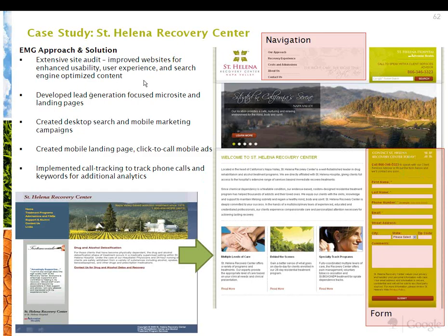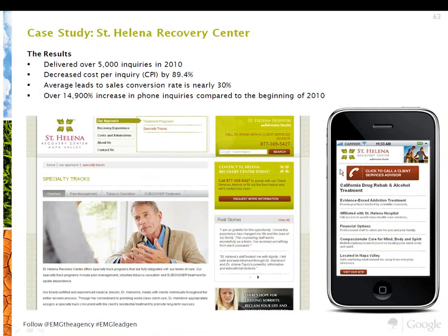There was an extensive site audit. We developed a lead generation microsite. We also created landing pages that target specific drug or alcohol recovery. And we created both desktop search and mobile marketing campaigns. We created a mobile landing page, which I'm going to show you in a bit, that had the same look and feel but really targeted mobile users, because we saw a huge increase from August of last year to this year in the percentage of people visiting the website from mobile browsers. We also implemented call tracking to track the phone calls and keywords for additional analytics.